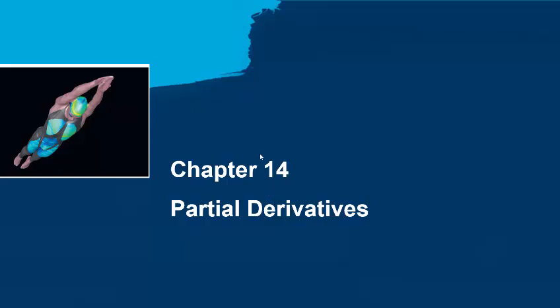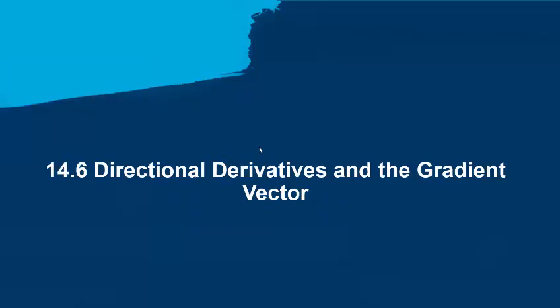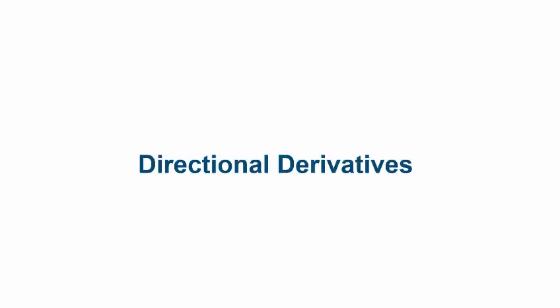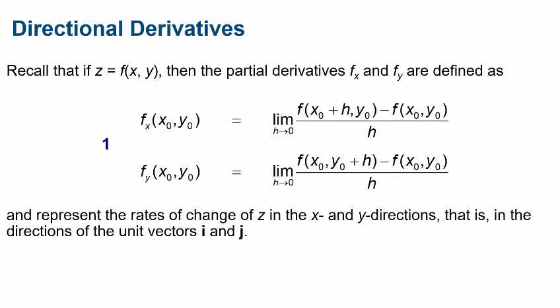Hi class, in this video we continue in chapter 14 by moving into section 14.6, and in this section we're going to talk about something called directional derivatives and the gradient vector. In this section we introduce a type of derivative called a directional derivative. What this does is it enables us to find the rate of change of a function of two or more variables in any specific direction. Okay, so let's talk about this.